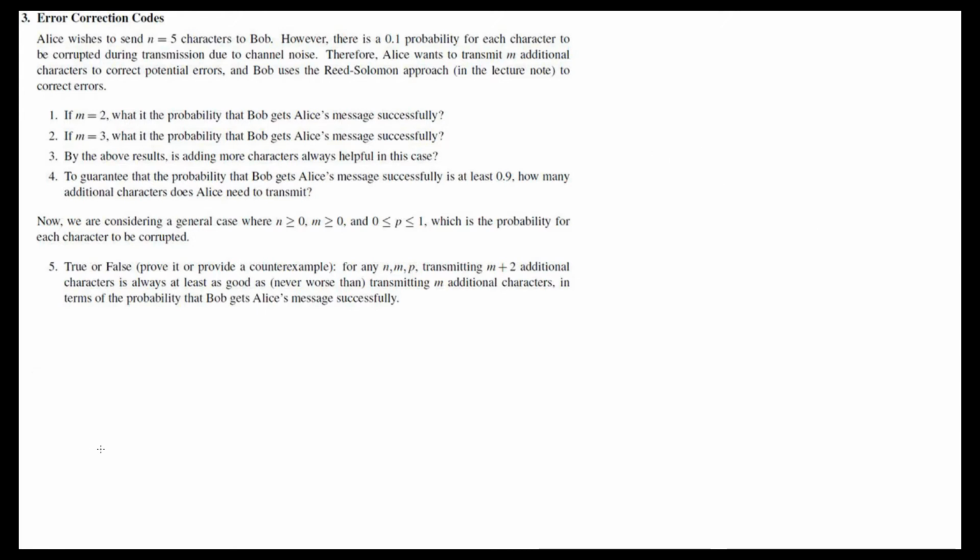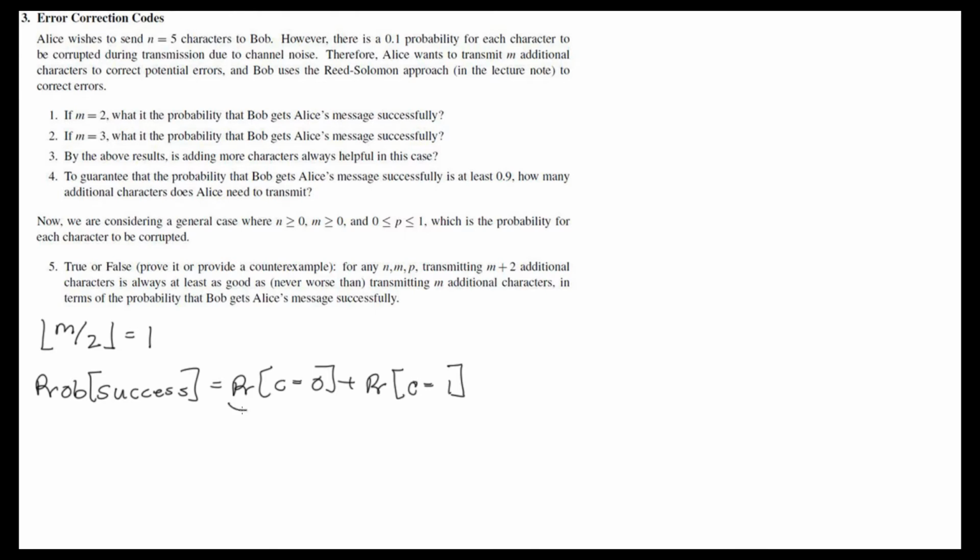So part 2 is very similar to part 1 in that Bob can still only tolerate m over 2, which is still 1 error. So we're still looking at the probability of success being the probability that C equals 0 plus the probability that C equals 1. So the probability that C equals 0 is still going to be 0.9 raised to some power, but in this case it's actually raised to the power of 8 because there are now m plus n equals 8 bits being sent.